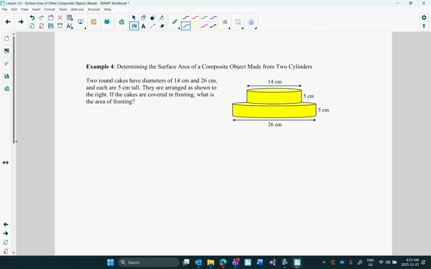Yes, you definitely have to do that. So here's what I would suggest we do in this case, if we have to frost the whole thing, including the bottom. Pull them apart. Okay? So we're going to have 2 cylinders. We'll call this number 1, number 2.